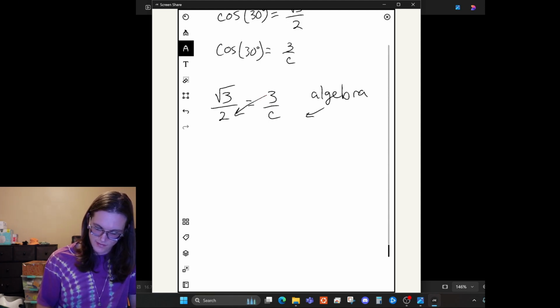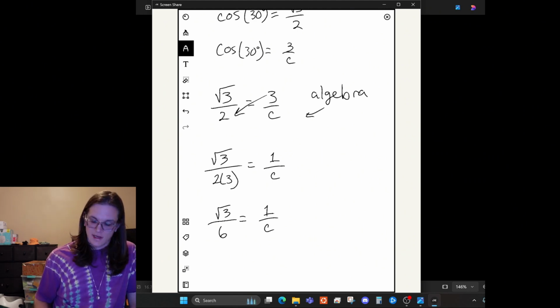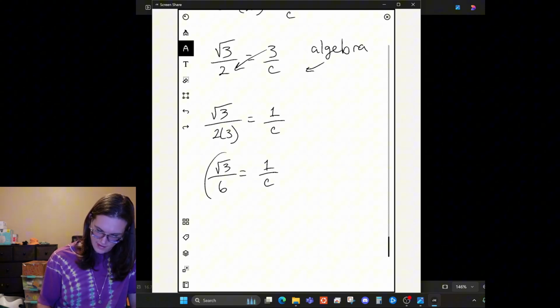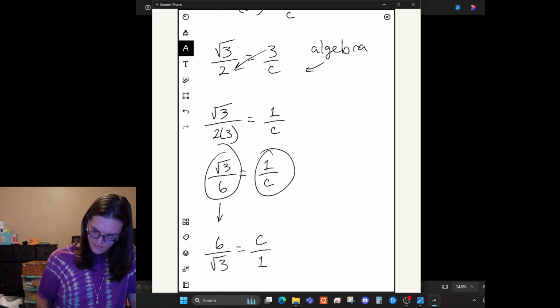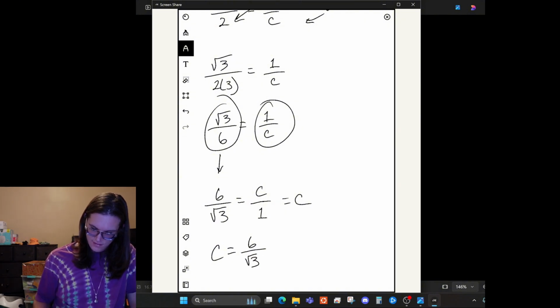So in my head, it goes, okay, this 3 goes down here because I want this c, which means 2 times 3 equals, and then we have to leave this like this. Again, remember, this is the same as this. I don't need the parentheses probably. That tells me that root 3 over 6 equals 1 over c. And the way reciprocals work, you can flip fractions all the time. If this equals 1 over c, then flipping this to 6 over root 3 allows me to flip this to c over 1, which we can just write as c. So c is 6 over root 3, and that's your answer.